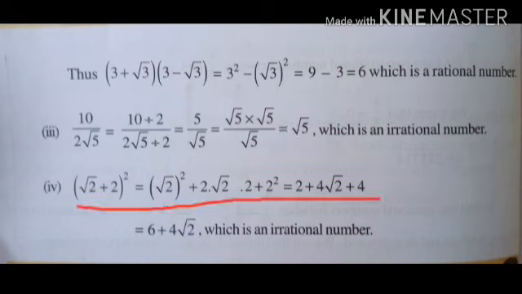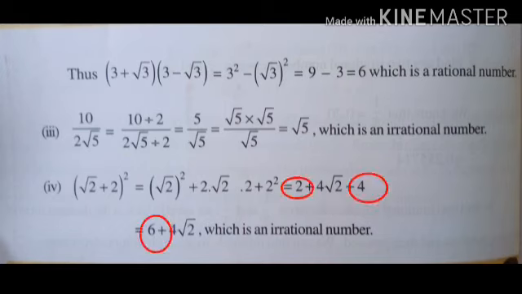Solution for the fourth question: (√2 + 2)² is equal to (√2)² + 2 × √2 × 2 + 2². We know that (a + b)² is equal to a² + 2ab + b². That is equal to, square and root cancel, 2 + 4√2 + 4. Add the like terms: 2 + 4 is equal to 6. That is equal to 6 + 4√2, which is an irrational number. We know the sum of a rational and an irrational number is always an irrational number.